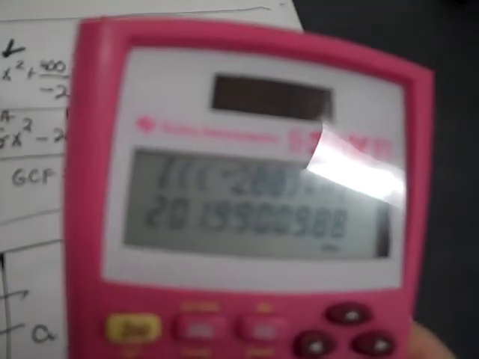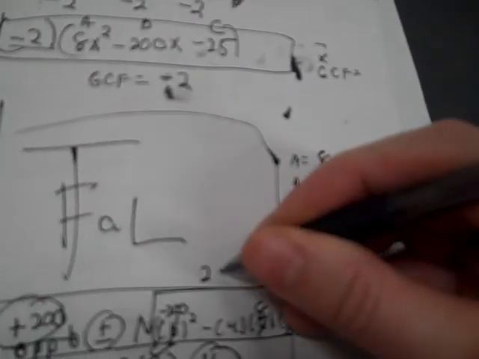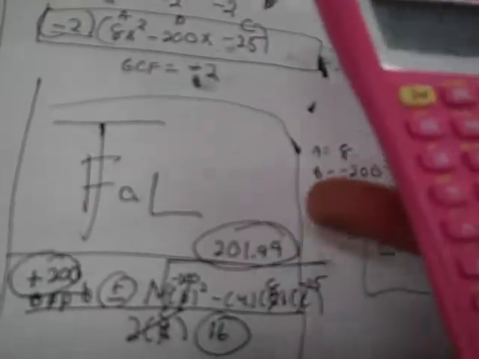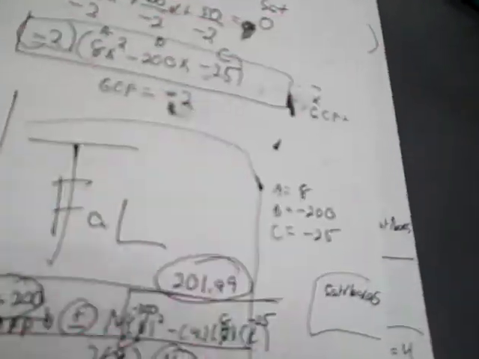Okay, I got 201.99. Actually, that's so close to 202. I'm going to stay with what I've been telling you. Okay. Then I do my math. I take 200 plus 201.99, hit equals, and then hit divide by 16. 25.12.